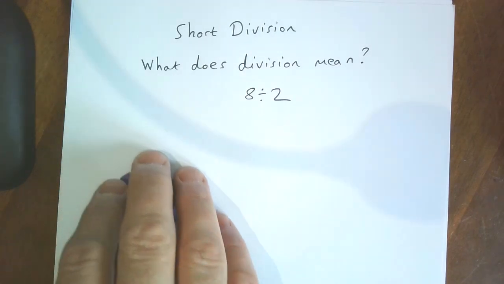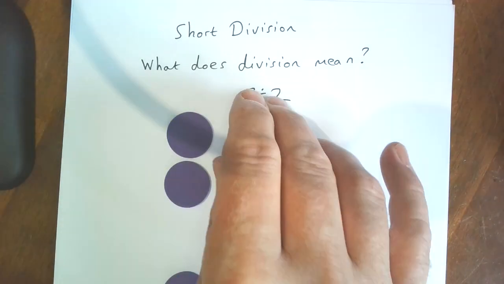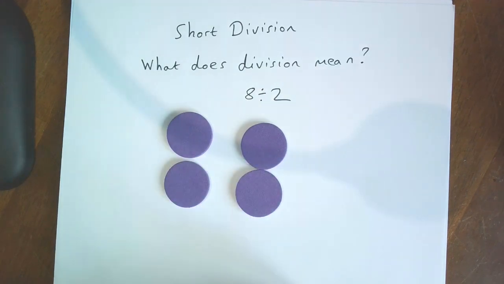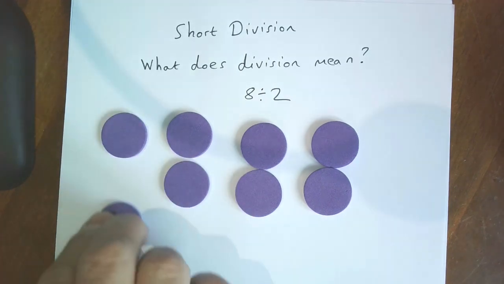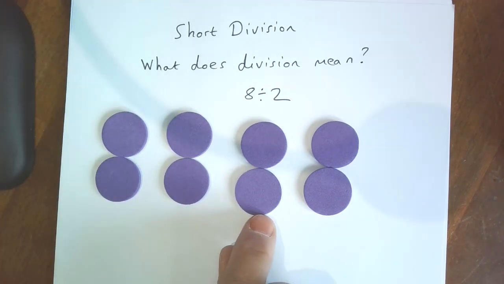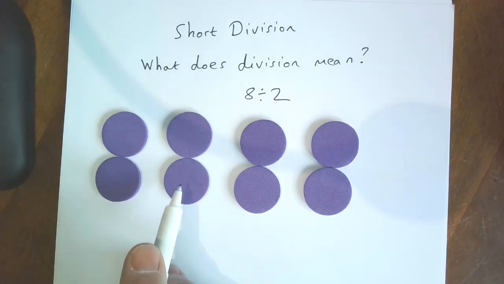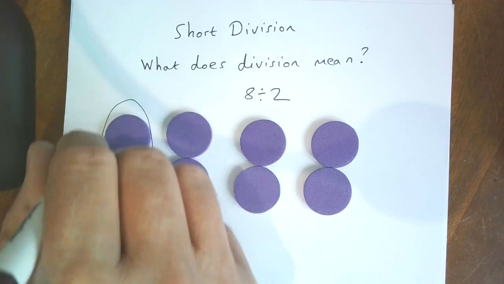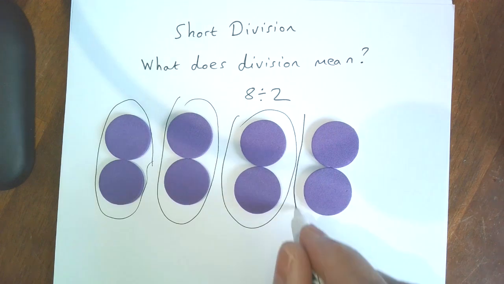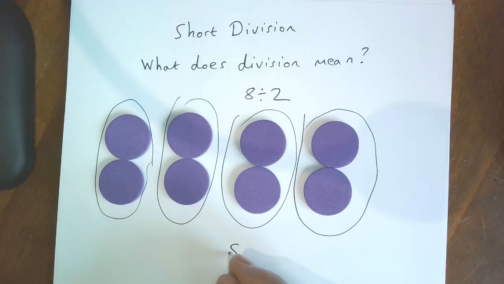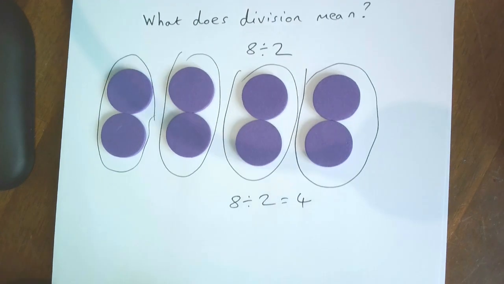I could put the counters in groups of 2, and you can see that when I do that, I've got 4 groups. 1, 2, 3, 4. So 8 divided by 2 equals 4. Or I could do that a different way.